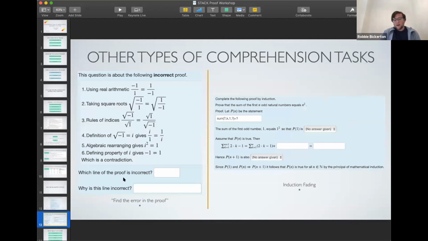So these are a couple of examples of other forms of comprehension that we have managed to successfully implement. If I begin on the right, I spoke about the idea of fading a proof, and this is exactly an example of this. This is an induction question, and we're asked to prove that the sum of the first n natural numbers is equal to n squared. Here, the students are provided with the general structure of the proof, but they are asked to give us the statement Pn. Then these drop-downs are true or false questions, and then they are asked to do the suitable calculation.